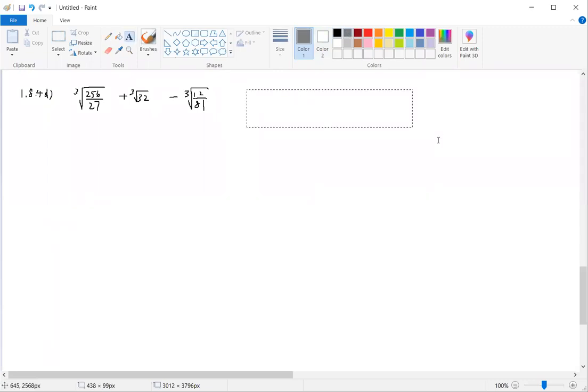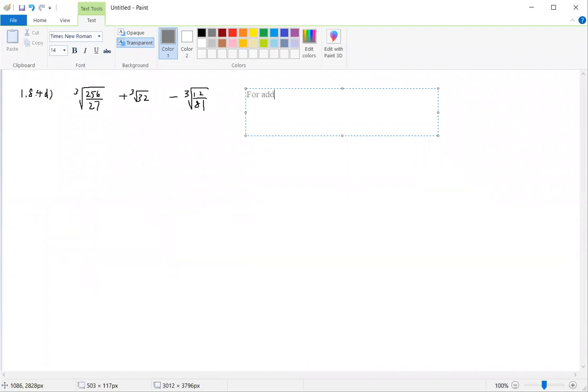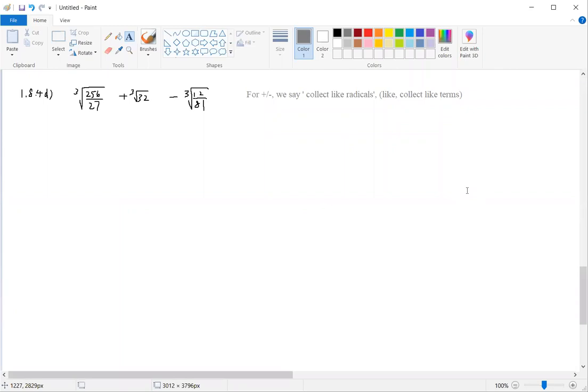So I'll remind you that first. For add or subtract, we say to ourselves, collect like terms, collect like radicals. For x, y, z, those kinds of things, you call it collect like terms, but for radicals we call it collect like radicals. Recall? They obviously don't look like like radicals, so we will simplify first.